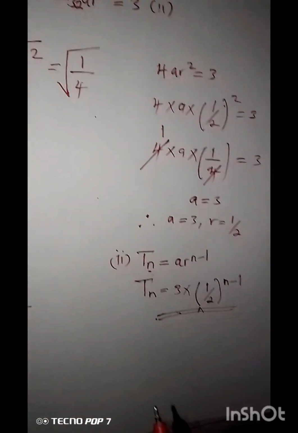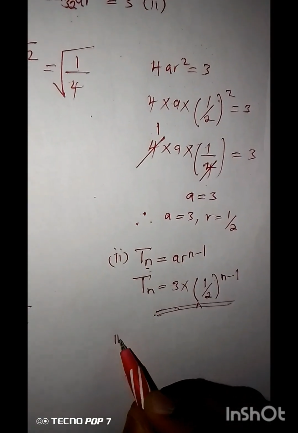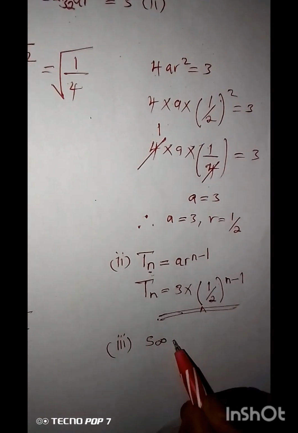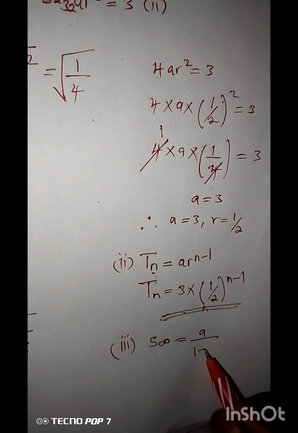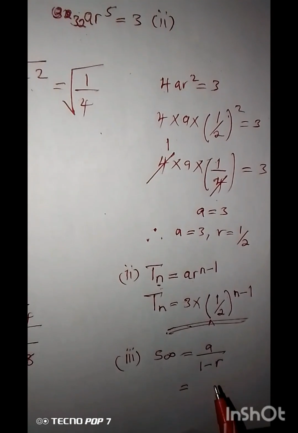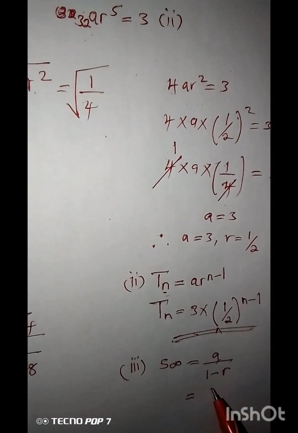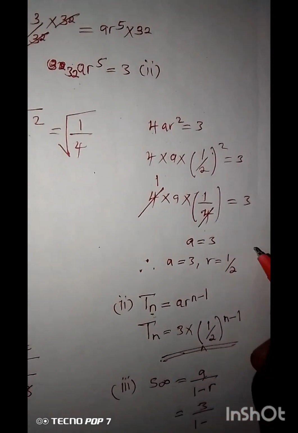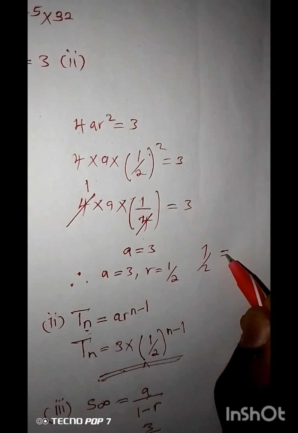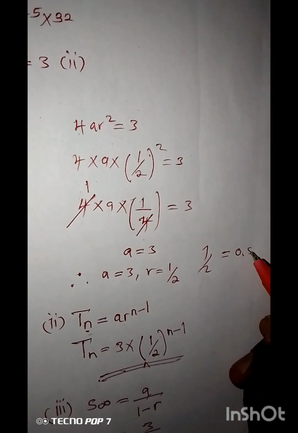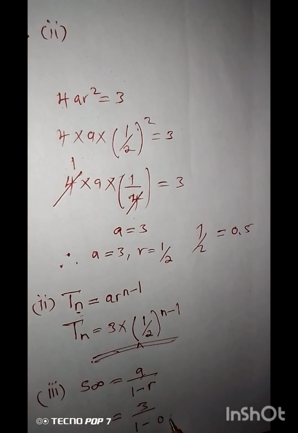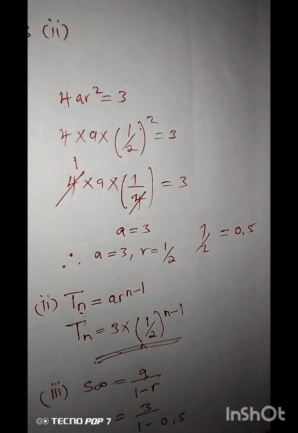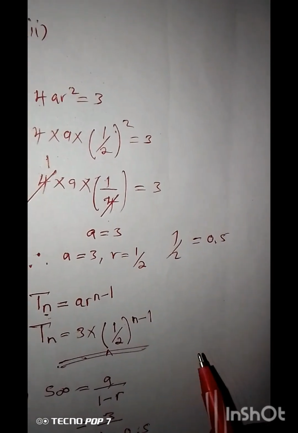Then the last question was asking us to find the sum to infinity. So the sum to infinity is found by this formula. It's equal to first term over 1 minus r. The first term, it's 3, and 1 minus our common ratio, which is 1 over 2. Now I'm going to convert 1 over 2 to a decimal to give me 0.5. So here I put 0.5. 1 minus 0.5, that will be 0.5, and 3 is our numerator.